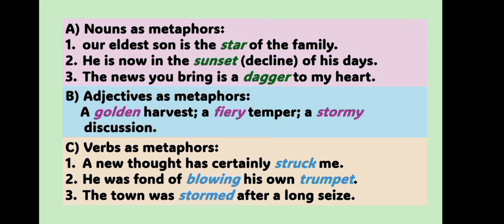Next, we have adjectives as metaphors. An adjective is a metaphor when it is used to compare two things that are not related, or an adjective metaphor is a figure of speech in which two things are compared using an adjective. For example, number 1, a golden harvest. Here, the wealth and prosperity of a person is compared to gold.